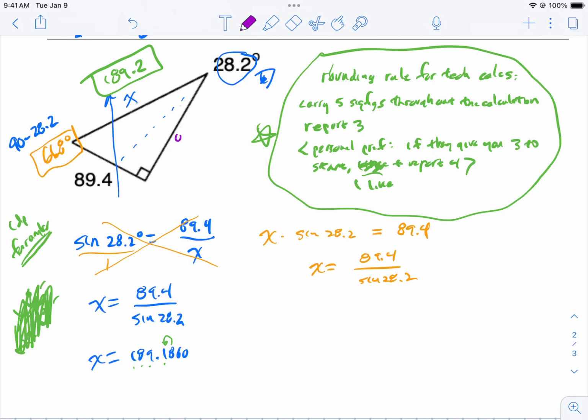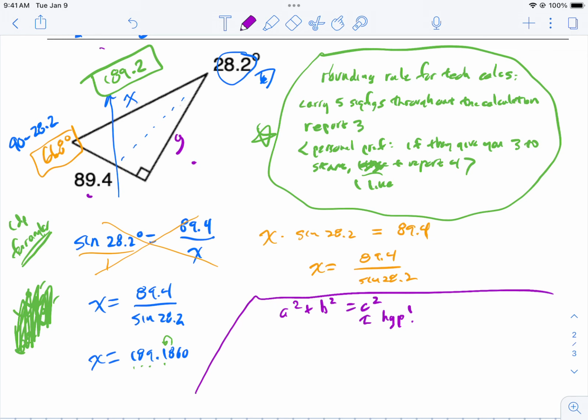So I'll switch to purple now. We need to solve for that side, which is a leg of this triangle. We can use the Pythagorean theorem to finish off. No need to use SOH CAH TOA twice in a row. So good old Pythagorean theorem, a squared plus b squared equals c squared, right? And the important thing, make sure you're putting the hypotenuse on this side. So that's a leg, that's the hypotenuse.